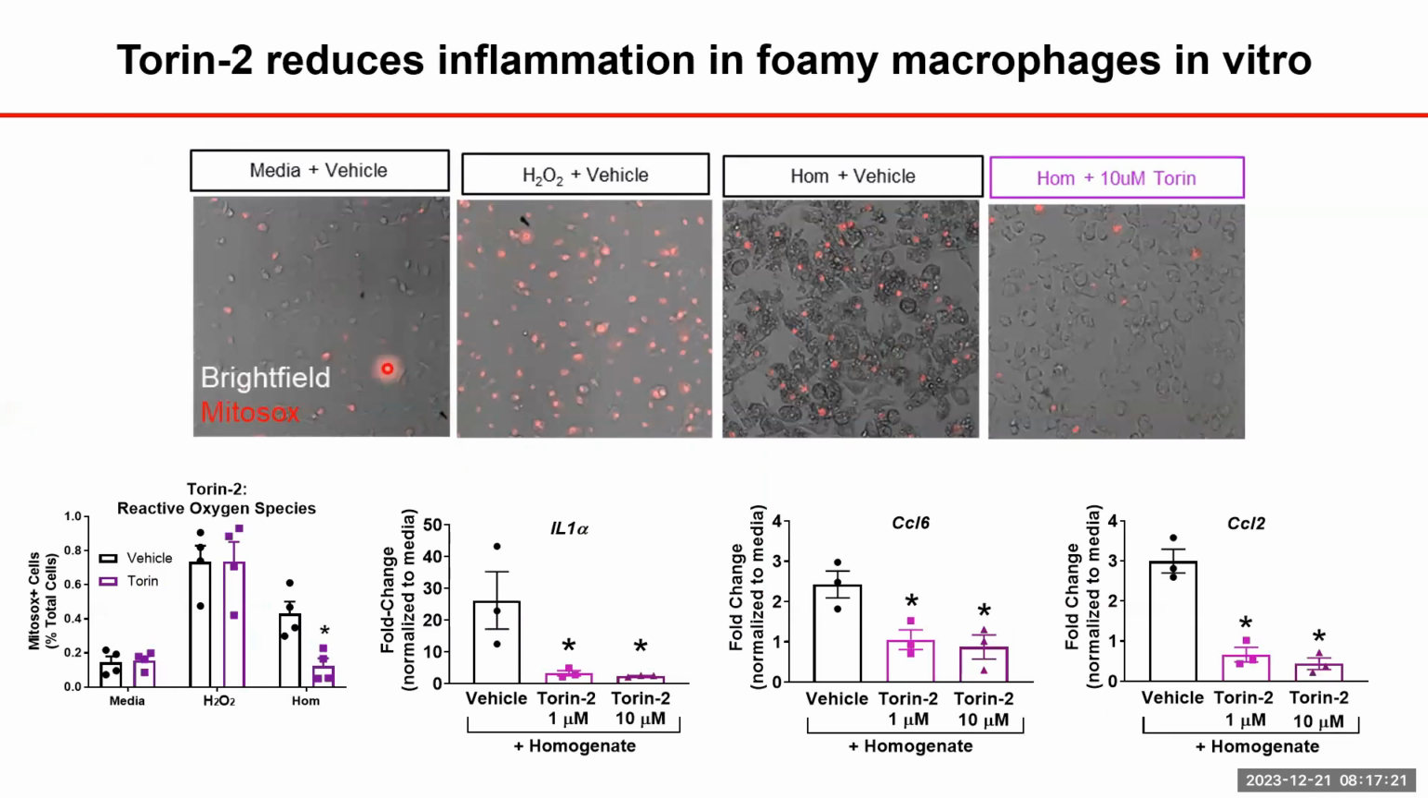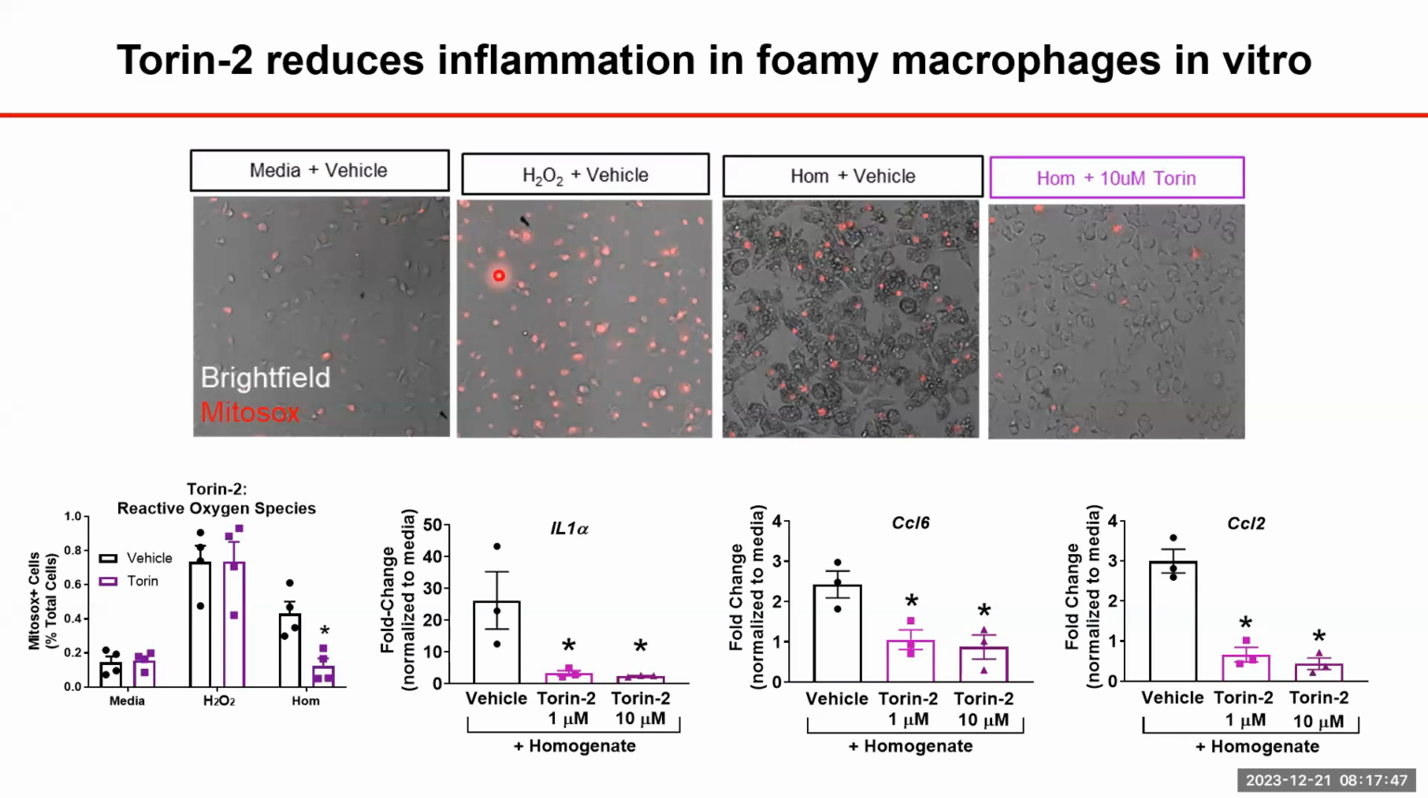So here we have in phase contrast image the macrophages in our culture. We use MitoSOX dye to look at reactive oxygen species production. And so this is under basal conditions when we just treat the macrophages with media and the vehicle. This is a positive control where we treat the cells with hydrogen peroxide.